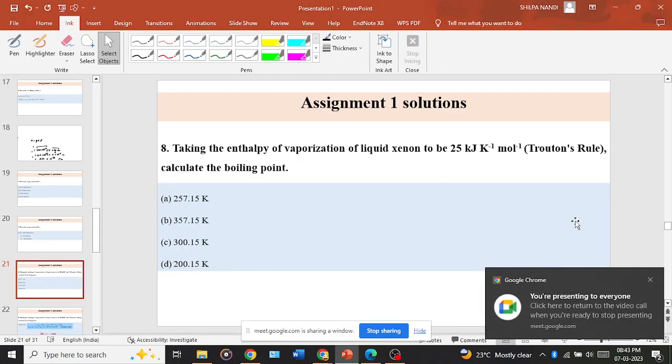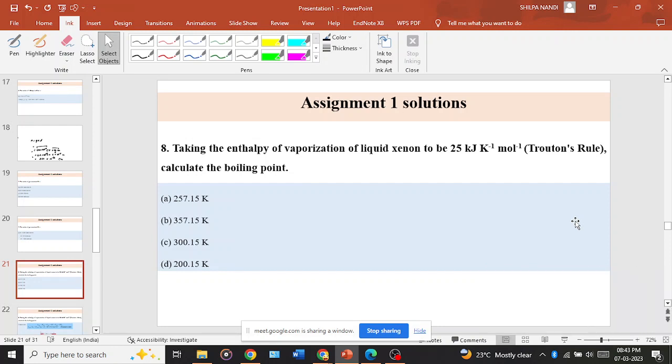So 25 kilojoule per Kelvin per mole was the enthalpy of vaporization of liquid xenon given to us, and we were asked to calculate the boiling point in terms of Kelvin. Here it's already been mentioned in the question, Trouton's rule. So you just need to remember what Trouton's rule is and correlate the question with it.